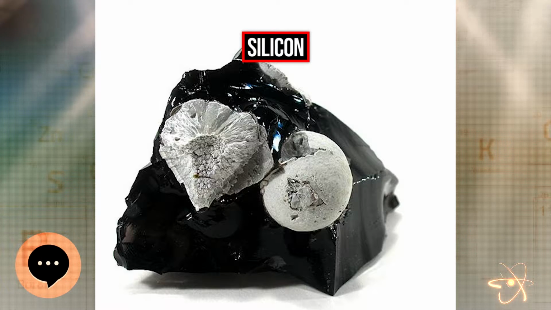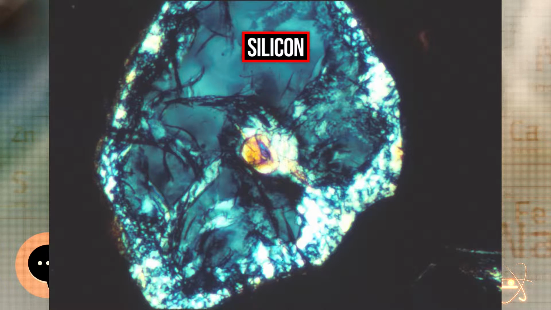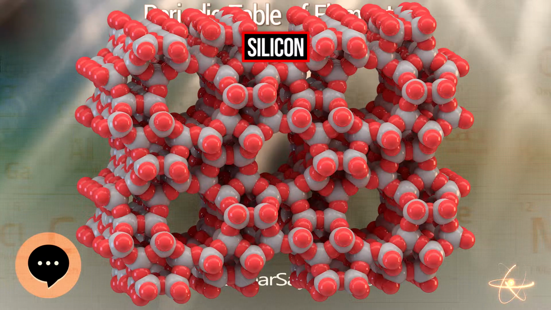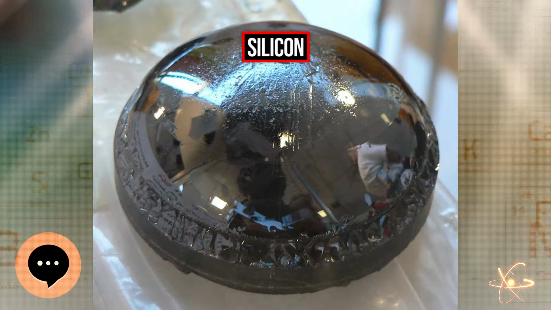In 1823, Jöns Jakob Berzelius prepared amorphous silicon using approximately the same method as Gay-Lussac, but purifying the product to a brown powder by repeatedly washing it. As a result, he is usually given credit for the element's discovery. The same year, Berzelius became the first to prepare silicon tetrachloride.